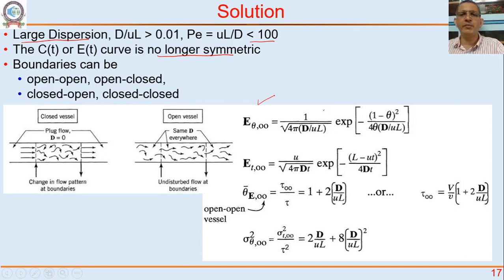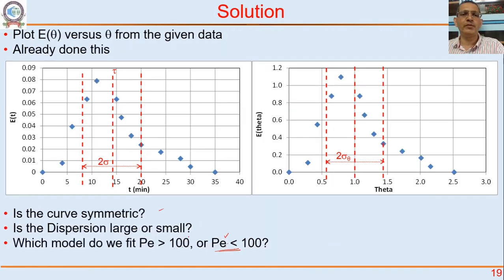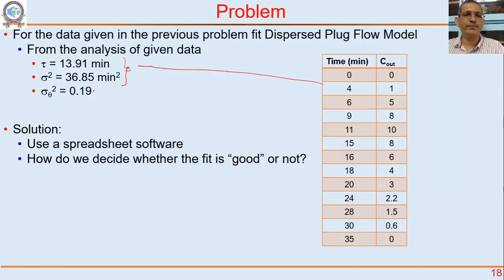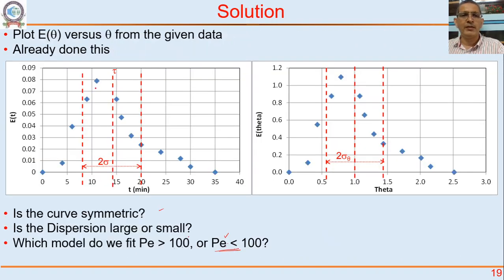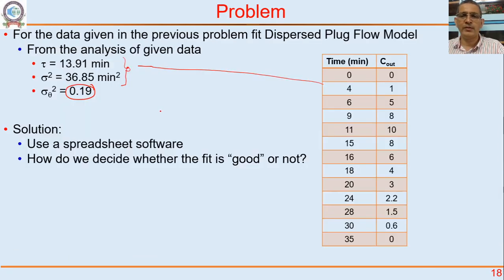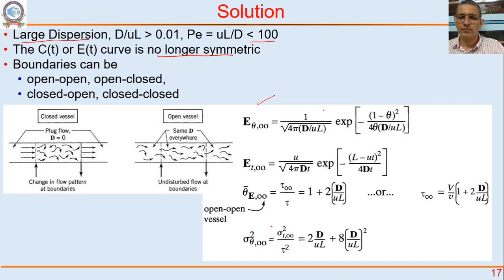Peclet number is coming out to be about 12. It's not coming out to be very large. Or if you like, experimentally, sigma theta square was 0.19. This 0.19, if I use the model, what is the value of sigma theta square? It is 2 divided by Peclet number plus 8 divided by Peclet number square.